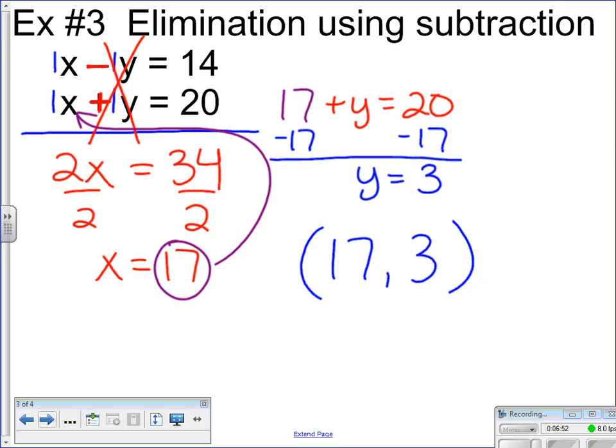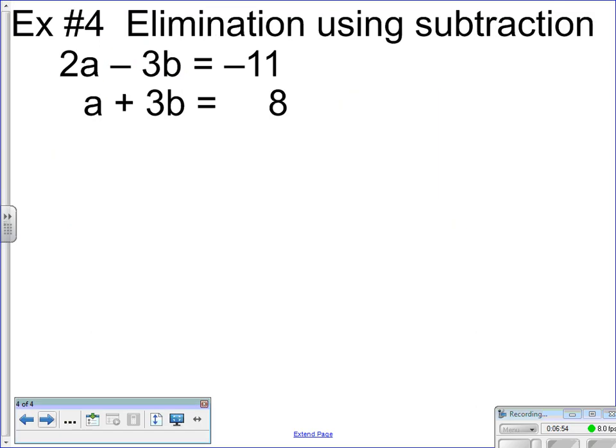And our final question, if you'd like to try, go ahead. Okay, so I hope you figured out that the variable that we're going to cross out is going to have to be the b, because there's a negative 3 and a positive 3. So go ahead and cross those two out.